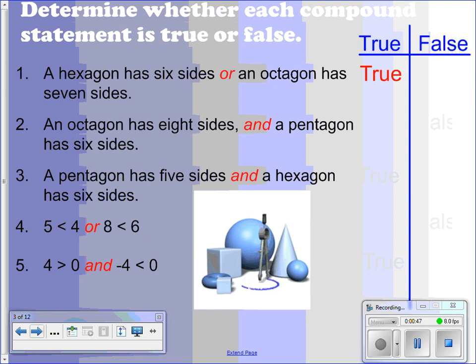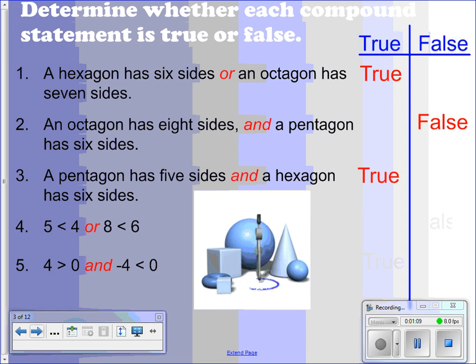An octagon has 8 sides, and a pentagon has 6. Well, octagon does have 8, but a pentagon doesn't have 6, and it says and, so that means they both have to be true. A pentagon has 5 sides, and a hexagon has 6. Both of those are true. It's an and statement, so it's true.